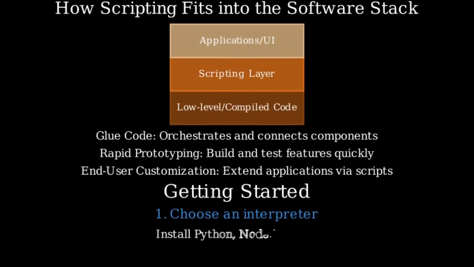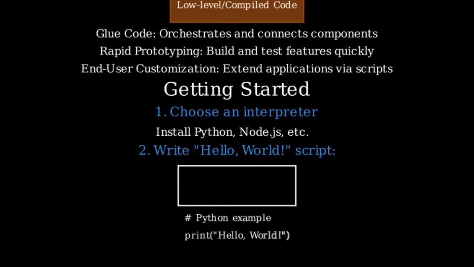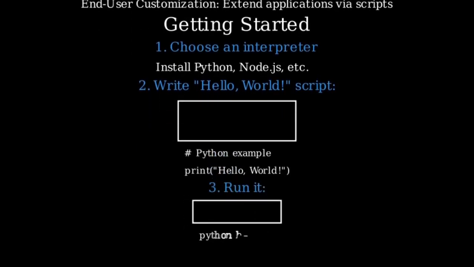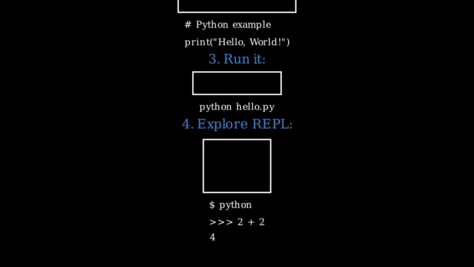Let's see how to get started with scripting languages. First, choose an interpreter. For example, you might install Python or Node.js. Second, write a simple script, like the classic Hello World example. Third, run your script using the appropriate command. And fourth, explore the interactive REPL environment, where you can execute code line by line and see immediate results.